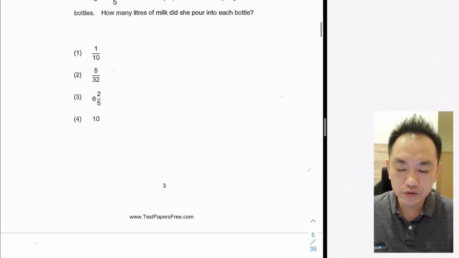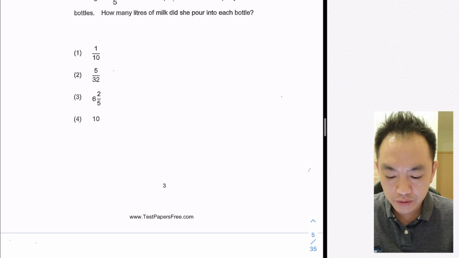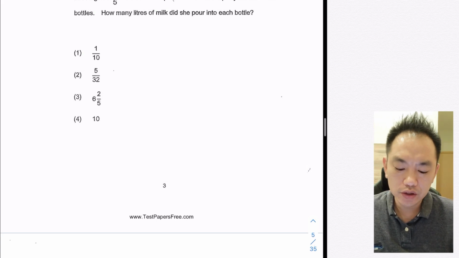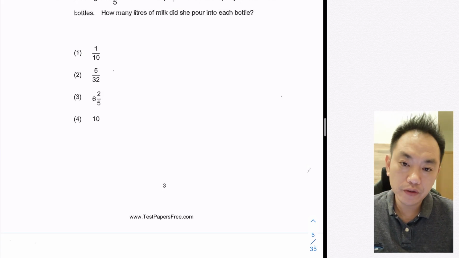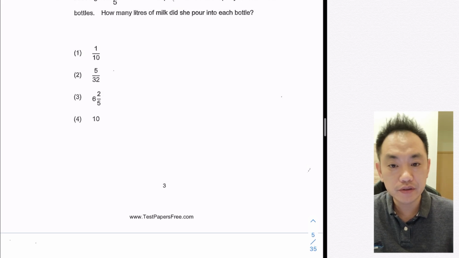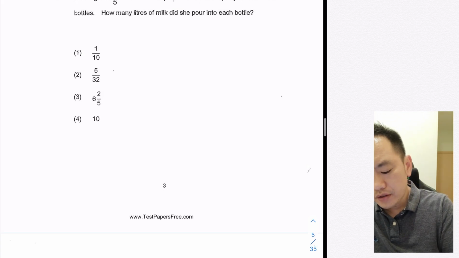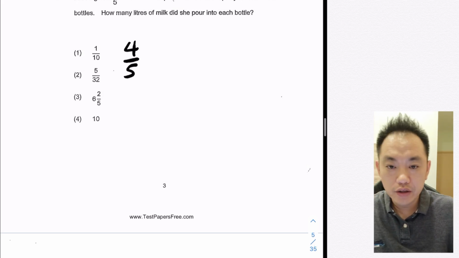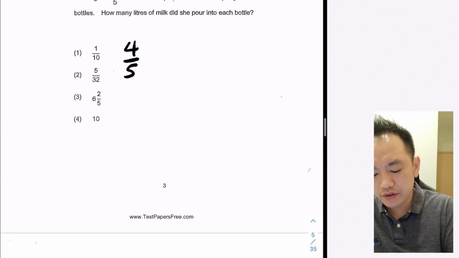Okay, let's move on to question 6. Mrs. An had 4 out of 5 liters of milk. She poured all the milk equally into 8 identical bottles. How many liters of milk did she pour into each of the bottles? When you see the question say you pour something into 8 or 10 identical bottles, that means it's a division. So you take 4 out of 5, which was the original milk she had, poured into 8 identical bottles, which means divide by 8.